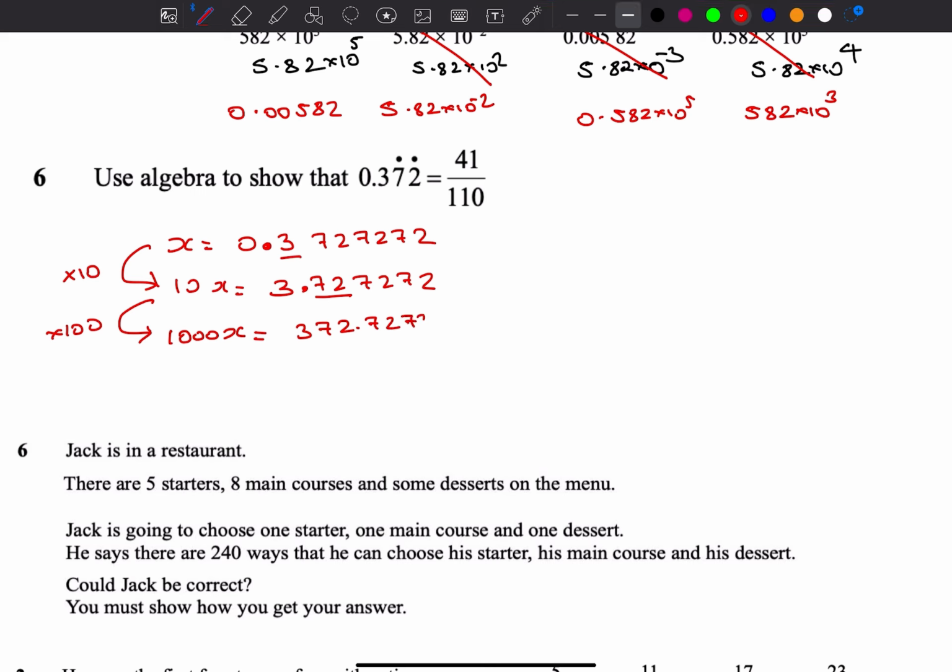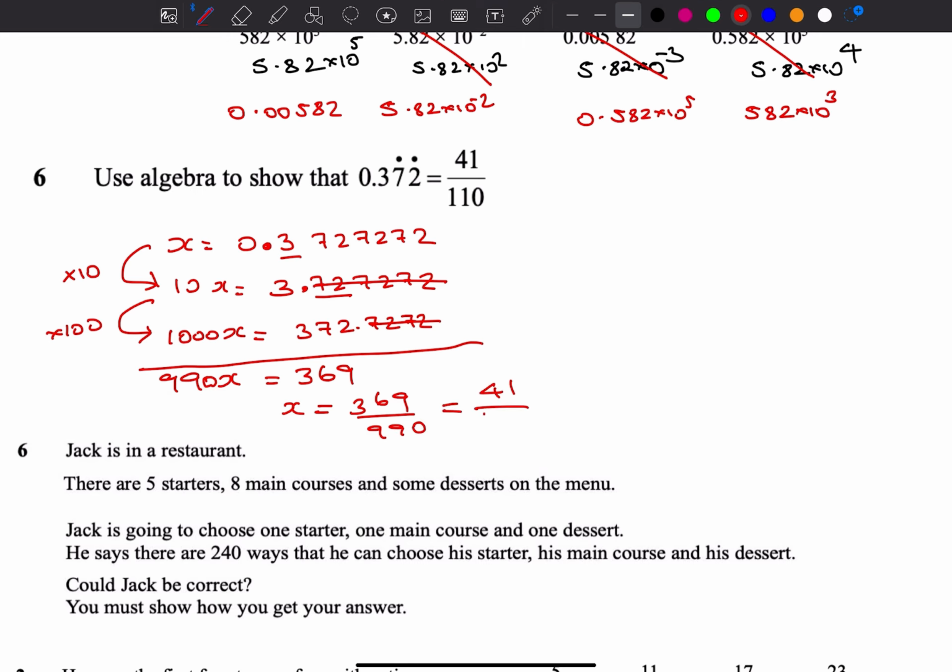372.72, 72. You take away 1000x, take away 10x is 990x. The 0.72s cancel. 372 take away 3 is 369. X is 369 divided by 990. Divide everything by 9, 41 over 110. There you go, it's short.